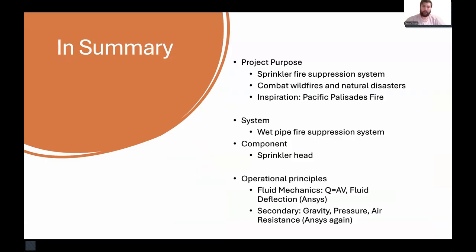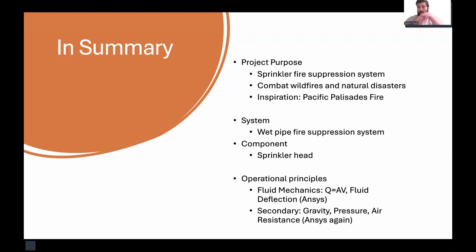In conclusion, our project purpose is a fire suppression sprinkler system that is designed to combat wildfires and natural disasters. The inspiration for this comes from the Pacific Palisades fire. The system, looking at it as a whole, is a wet pipe fire suppression system. Component-wise, we're going to be looking at the sprinkler head itself. The operating principle from the fluid mechanics side is that flow rate is equal to Q = AV. That's one of the fundamental principles we have in fluid mechanics.